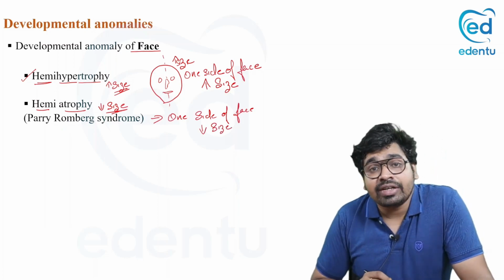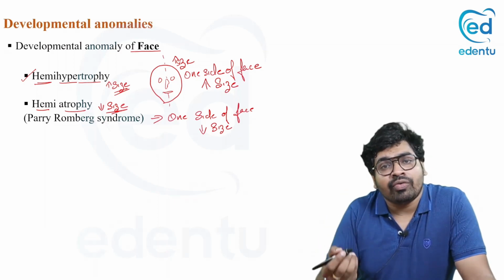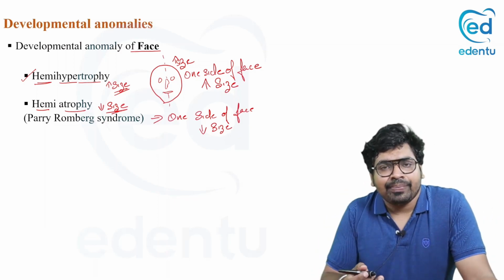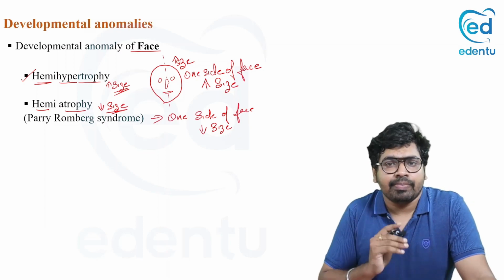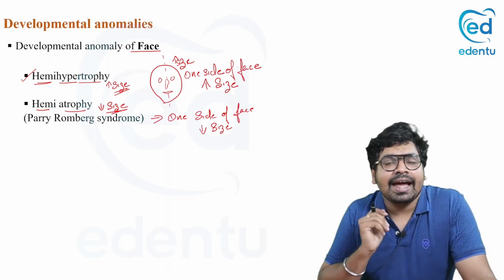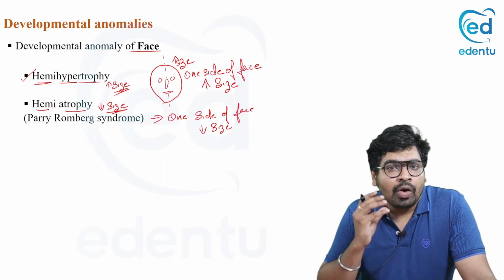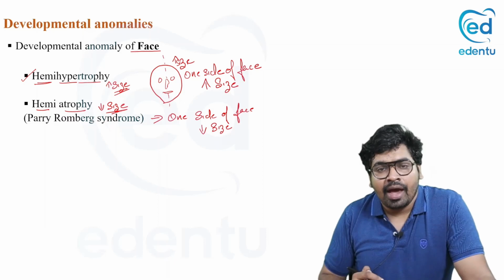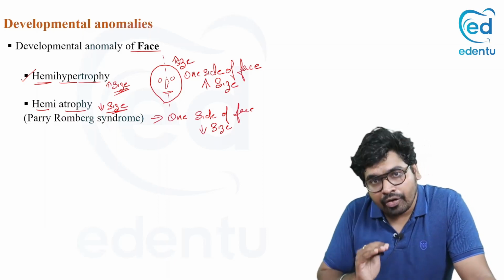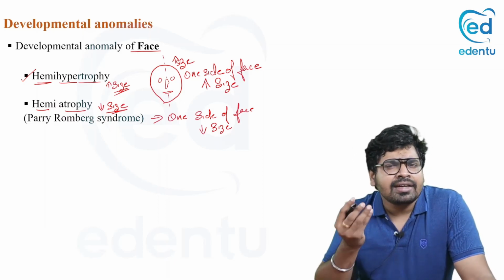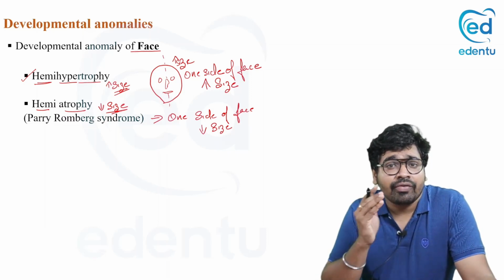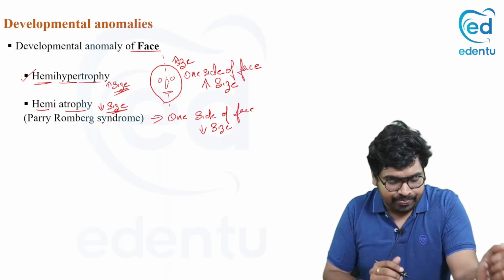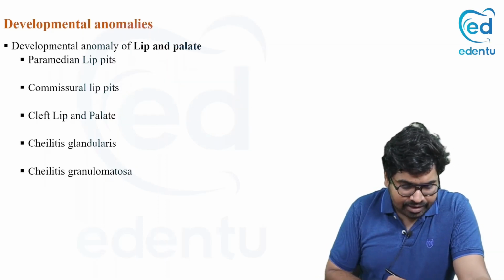So what happens when one side of the face is hypertrophied, or atrophied? When there is hemihypertrophy, the structures on one side of the face, your teeth, your salivary glands, your tongue, all will be increasing in size. And what about hemiatrophy? The salivary glands, the soft tissues, your tongue on one side of the face will be reducing in size. So that is called hemiatrophy. Now come to the next anomaly.